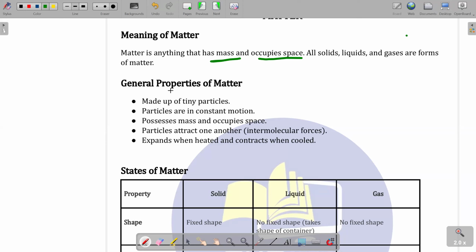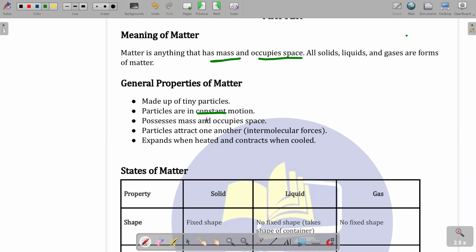Now, what are the general properties of matter? Matter is made up of tiny particles. Sometimes we call these tiny particles atoms. We say the building blocks of matter are atoms. These atoms come together to form matter. And these particles are constantly in motion. You need to know that. And of course, as we have said, matter possesses mass and it occupies space.